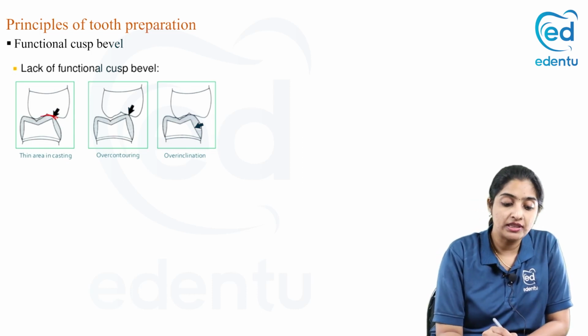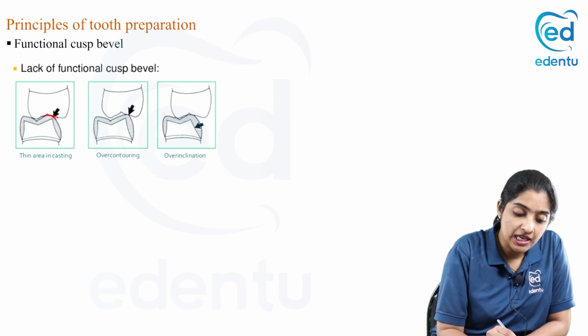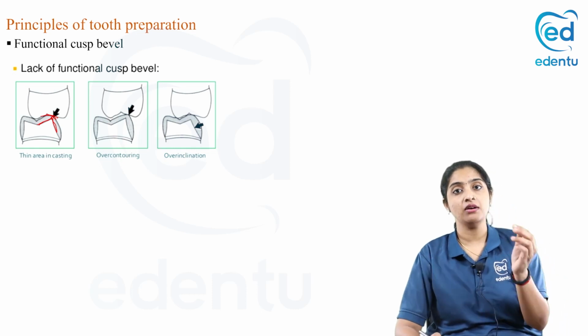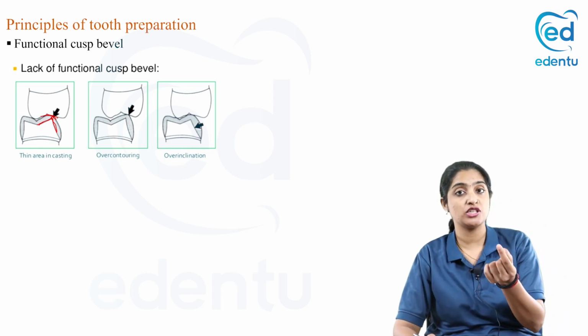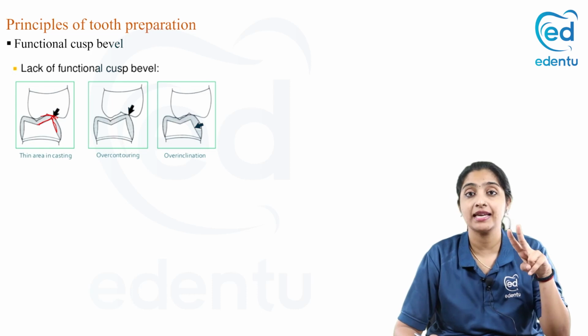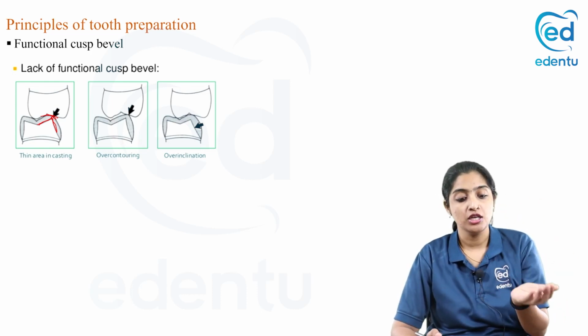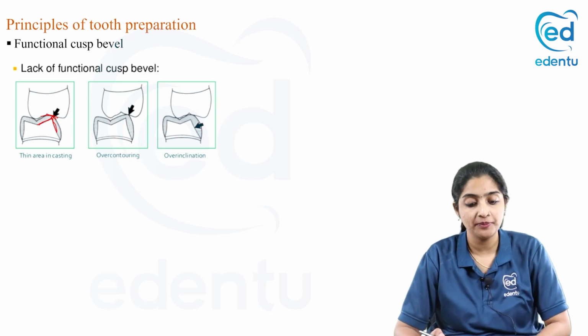Okay, so this here we place. If it is placed sharp like this, what happens? There is a thin area where the casting is done, so there is a chance of perforation. Second, in that area there will be too much bulk of the material, so it gives over contouring.